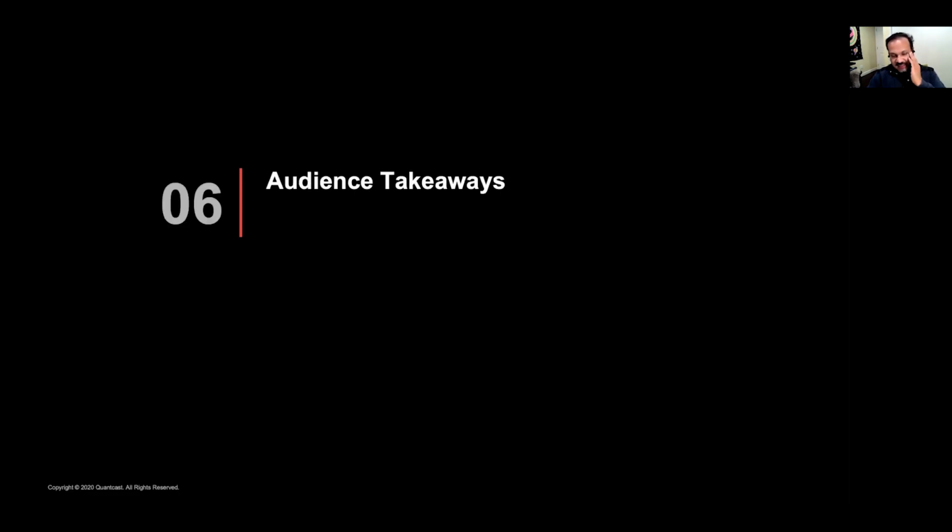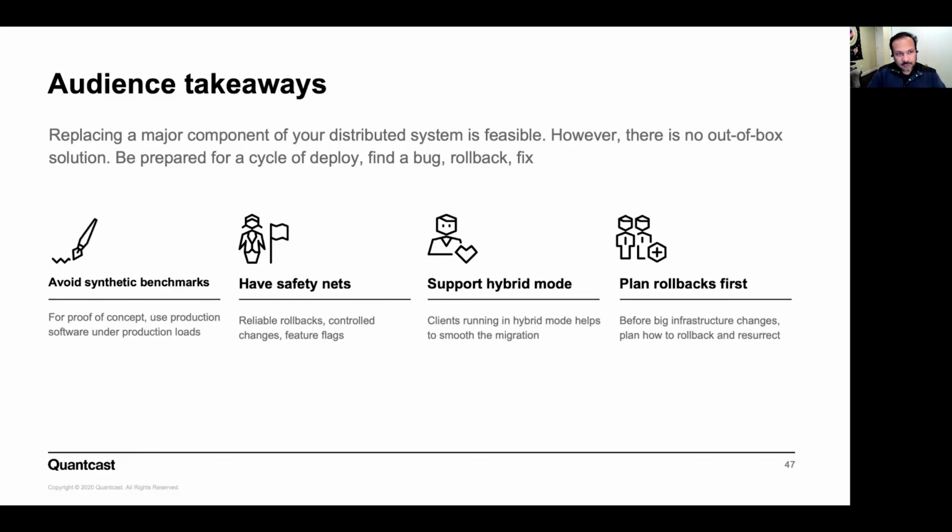So finally, what are the audience takeaways here? The big thing to know is that it is definitely possible to replace a major component of your distributed system. Unfortunately, there is no out-of-box solution. Before you start on this journey, be prepared for a cycle of deploy, find a bug, roll back, fix, deploy again. The other thing would be to avoid synthetic benchmarks. Just try to use standard production load traffic if you can, and use that as a benchmark.